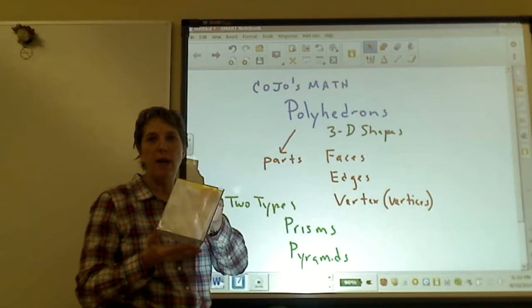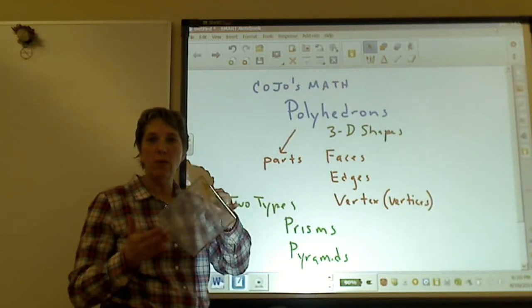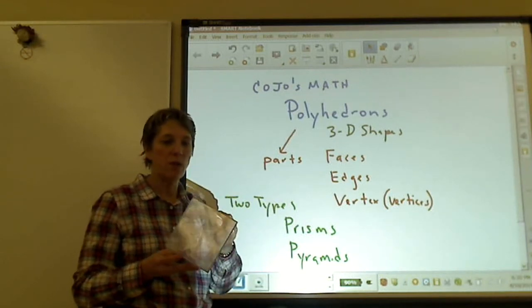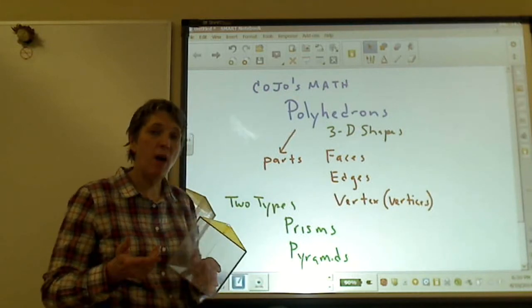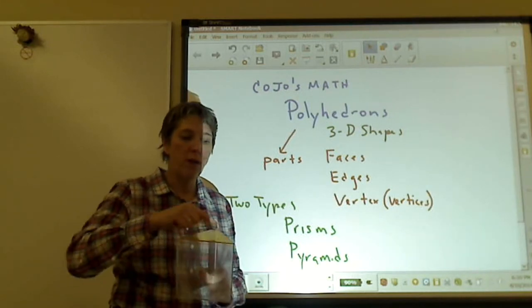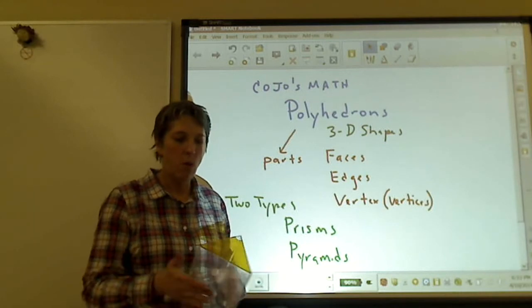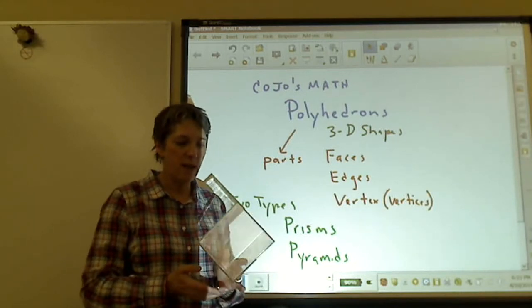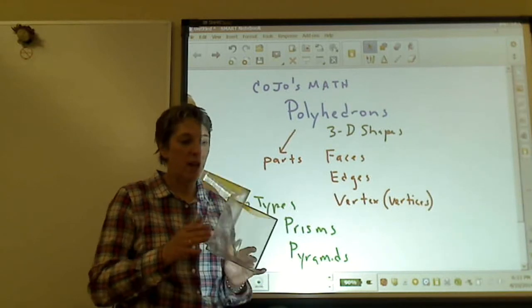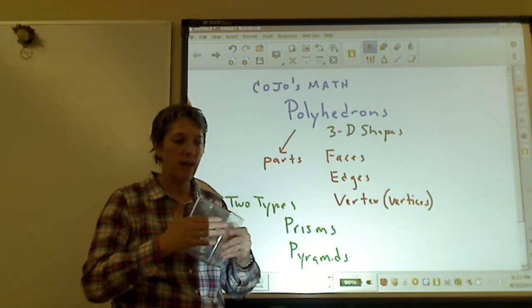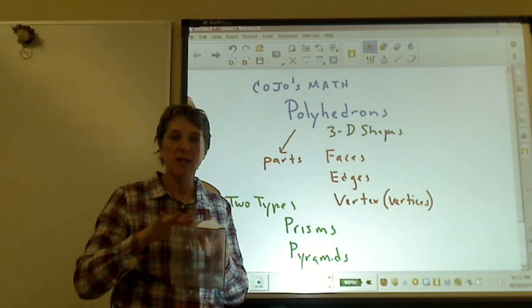Well, we have 2 bases, and then we have 3 that make up the body of the polyhedron. So that's 5. All right, so we have 5, and how many edges do we have? 1, 2, 3, 4, 5, 6, 7, 8, 9. See that? Edge, edge. So we're talking about the edges here, the edges around it, and the edges on top.